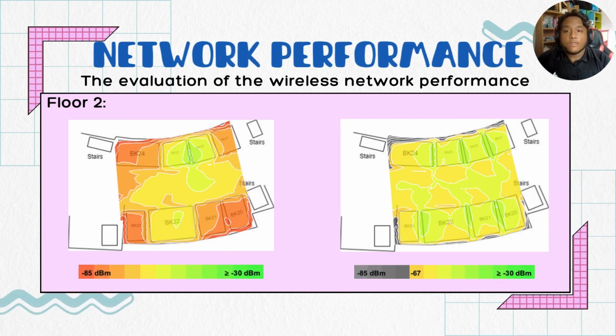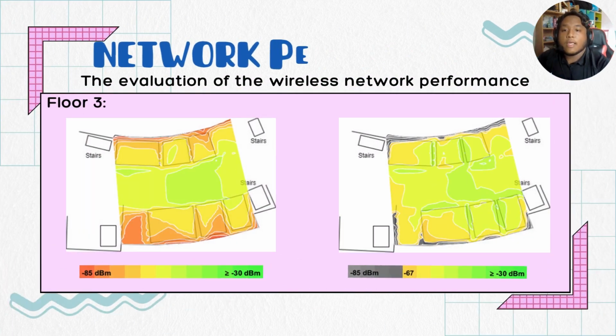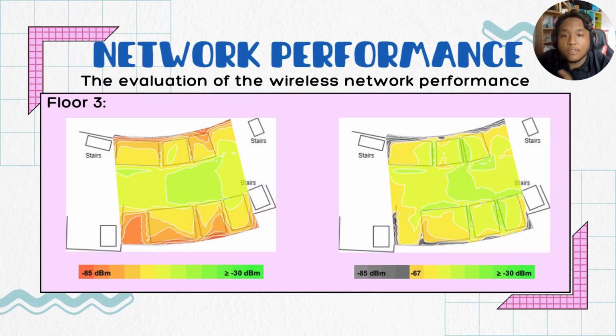So this is for the floor 2. You can see the 2.4 GHz on the left side, the 5 GHz on the right side. Okay, and now this is for the floor 3. So you can see on the left side is the 2.4 GHz one, and then on the right side the 5 GHz one.